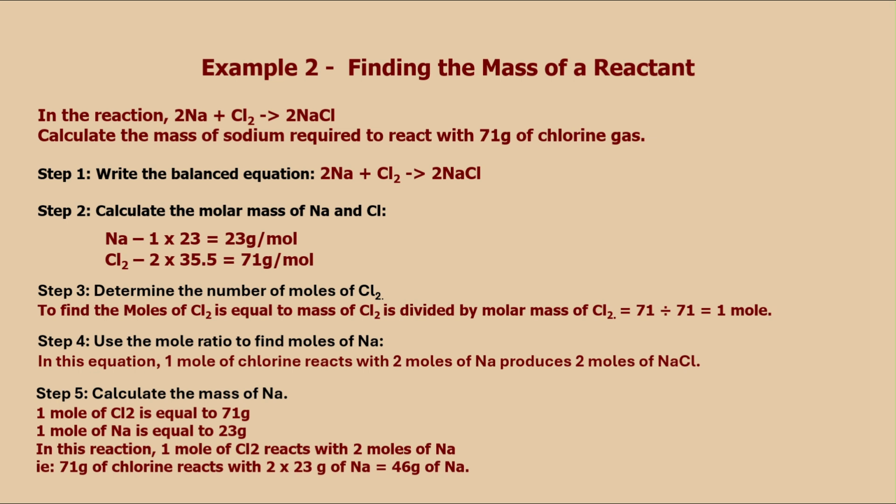In this reaction, 1 mole of Cl2 reacts with 2 moles of sodium. That means 71 grams of chlorine reacts with 2 times 23 grams of sodium, 46 grams of sodium. The answer is 46 grams of sodium.